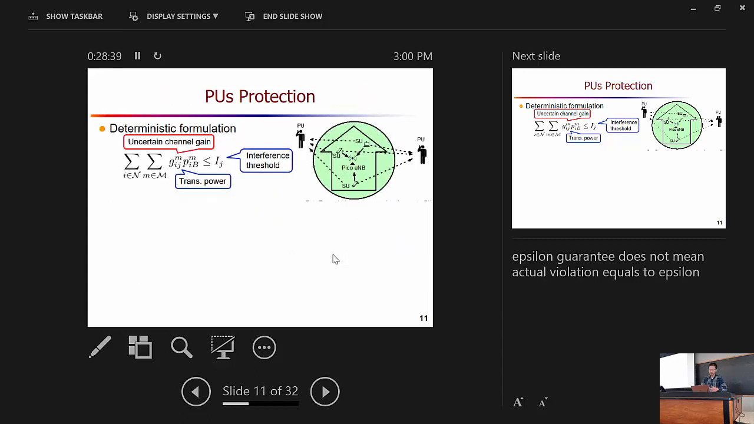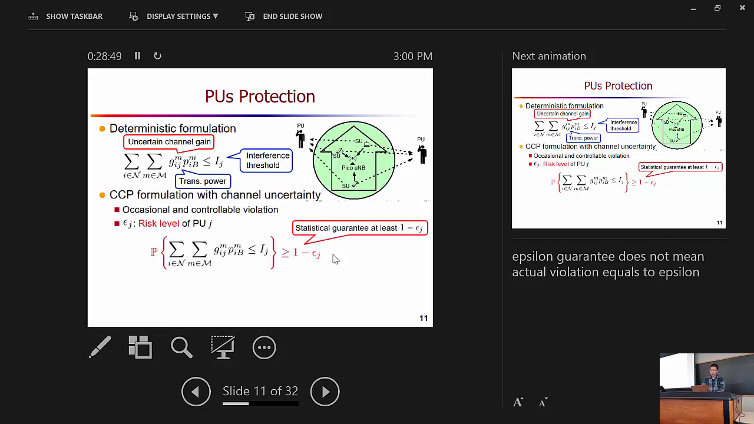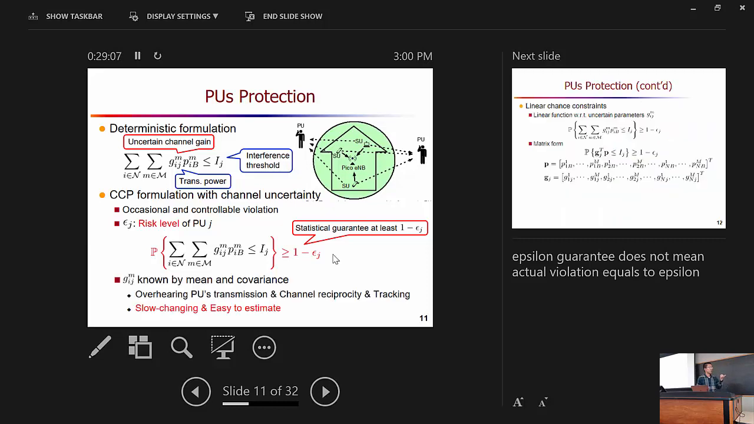Let's take this application example. Remember, this is the previous round, where you have no uncertainties, you know all the channel gains, and you want to control the transmit powers. To do this with chance constrained programming, you want to add a probability here, with a guarantee of 1 minus epsilon. This epsilon is called the risk level in CCP terminology. You may think this is very similar to a stochastic program, only that this G_ij, the uncertain channel gain, is known only by mean and covariance. There are no distributions. It could be any distribution.